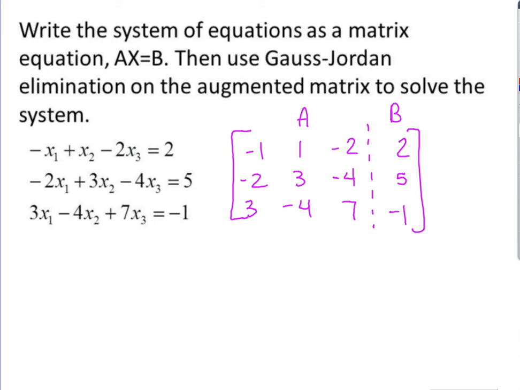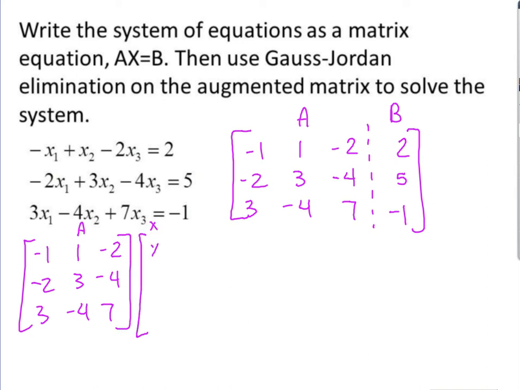Now what we really want to find is matrix A times matrix X is equal to matrix B. So what we're really looking for is that matrix A, with rows -1, 1, -2; -2, 3, -4; and 3, -4, 7, times matrix X, which is our x sub 1, x sub 2, x sub 3, is equal to matrix B. And we want to find the values of our x values to make this true.